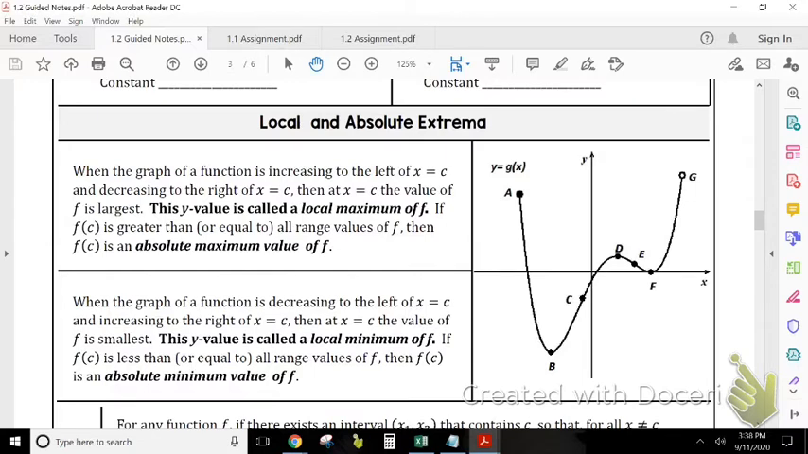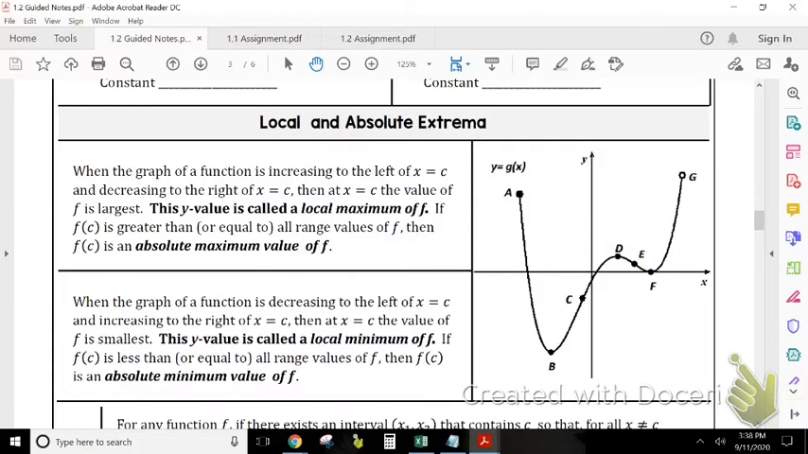Local means it may not be the maximum of the entire graph, but it is the maximum of a certain area. And we can see that here in the picture that they gave us right here at D, okay? D is not the maximum of the entire graph, but it is a local maximum. D is the highest point within that circle that I drew right there. So it's called a local or a relative maximum. If D had been the largest point of the entire graph, then we would call that an absolute maximum.